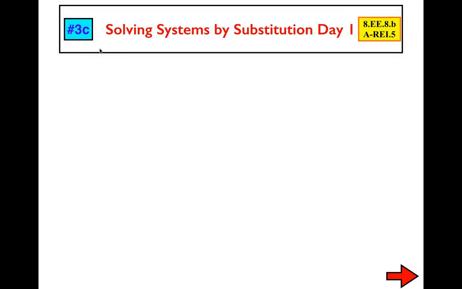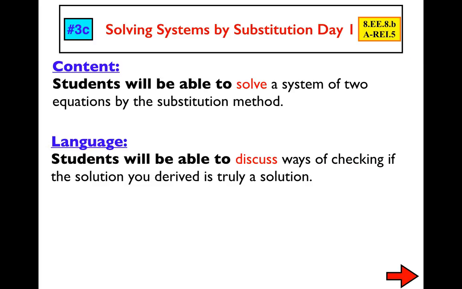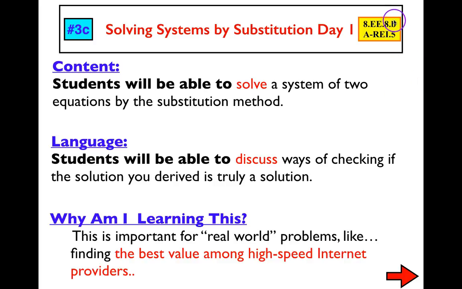Okay, so today we're going to be solving systems by substitution. This is going to be our first day. Our content objective is students will be able to solve a system of two equations by using the substitution method. Language objective is students will be able to discuss ways of checking if the solution you derived is truly a solution. And why am I learning this? Well, it's important for real-world problems like finding the best value among high-speed internet providers.